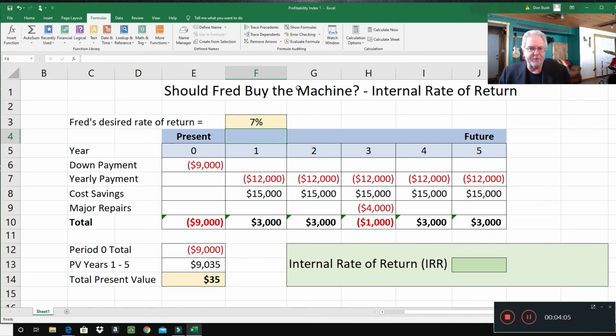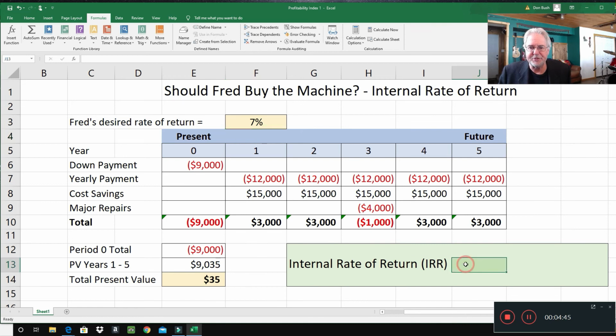So at 7%, we're close. Let's go back up to 8%. And at 8% we go negative. So we know the answer's got to be somewhere around 7 to 8%. At 8% we're at negative 197. At 7% we're at 35. So to make this 0, it's got to be somewhere in between 7 and 8%. So how can we do that? Well, we could keep fiddling with it. We could type in 7.1% or 7.2% or 7.25% until we figure it out. But there's a much easier way.